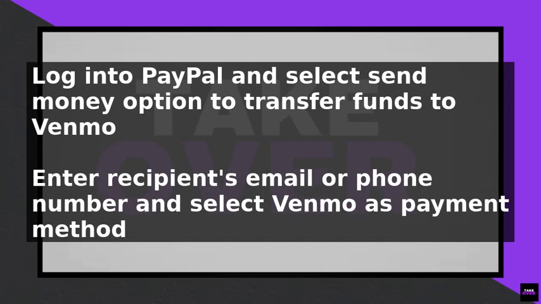To receive money from Venmo to PayPal, log into your Venmo account and select the Transfer Money option. Choose PayPal as the destination and enter the amount you want to transfer. Review the transaction details and confirm the transfer.